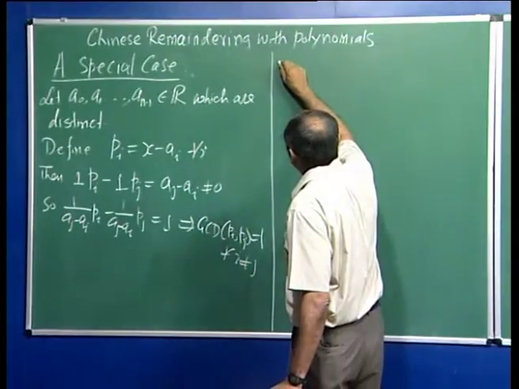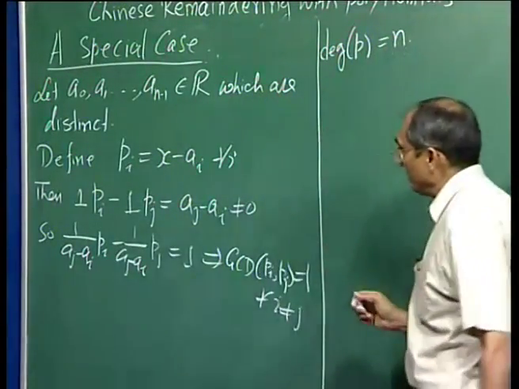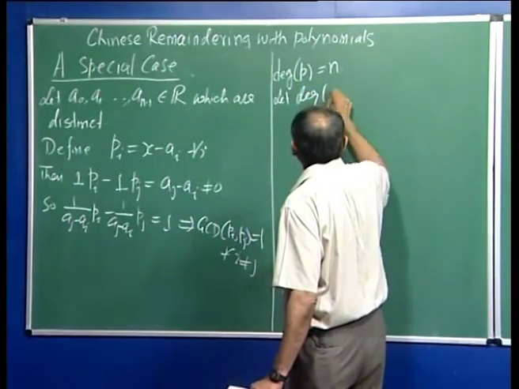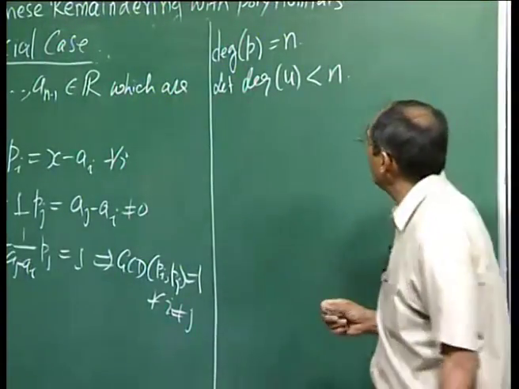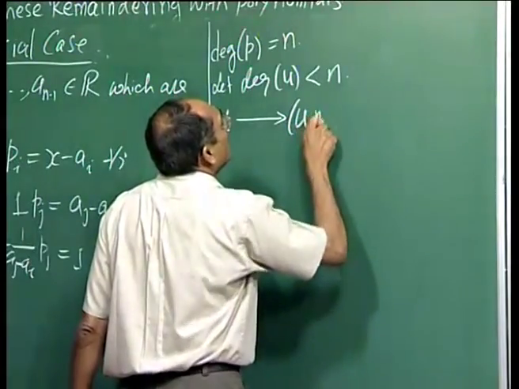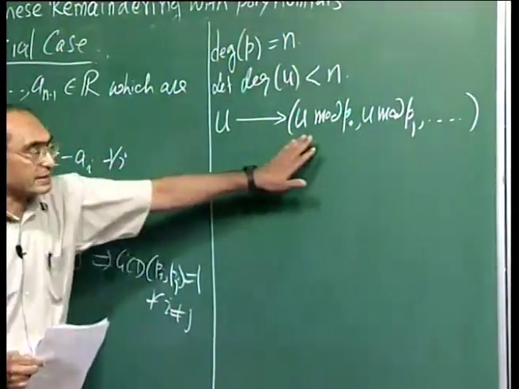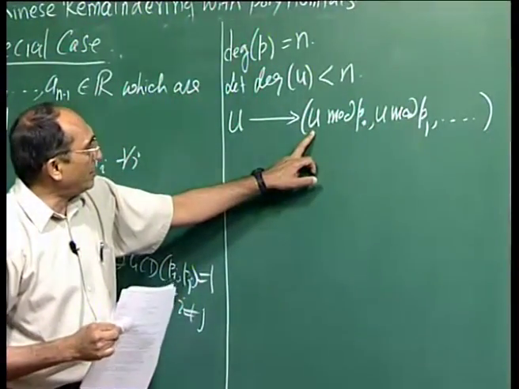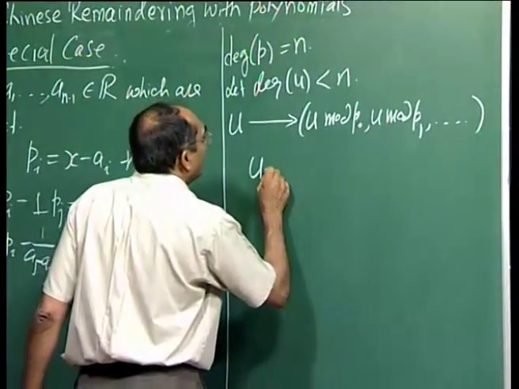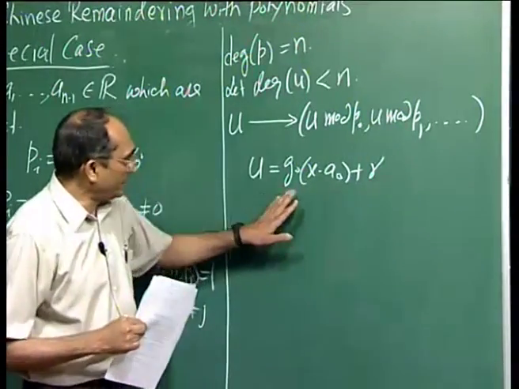Now, let us take this and find out what, okay, first of all notice that the degree of P is exactly n, because we have degree 1 polynomials. When you multiply n of them, you get a polynomial of degree n. Now, let degree of a polynomial u be less than n. Then the Chinese remainder theorem says that the image of u under this correspondence is u mod P0, u mod P1, and so on. So, what are these? This is the remainder of u when divided by x minus a0. So, we are going to get u equal to some q times (x minus a0) plus r. This is from the division theorem.